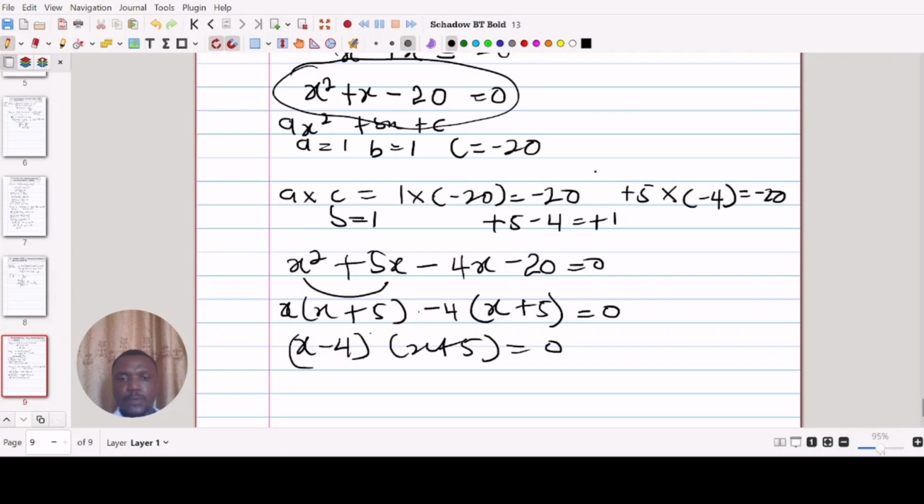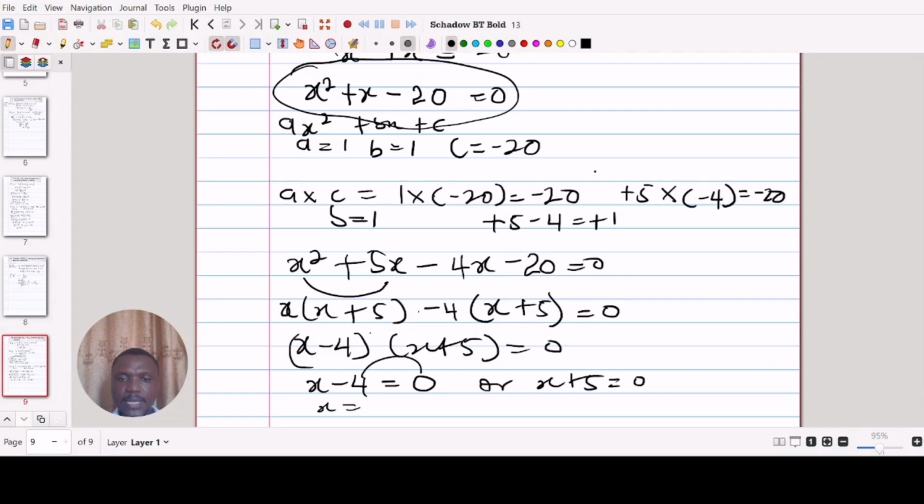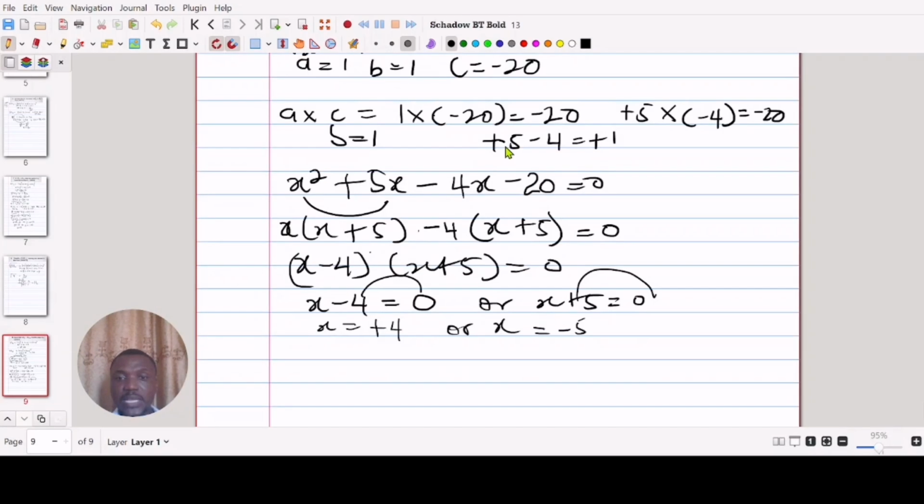So what's the next step? Next step now is that you put each of them to 0. That will be x minus 4 equals 0, or x plus 5 equals 0. So this will be x. You move your 4 to this side and it turns to plus 4, or you have your x, you move this 5 to the other side, it turns to minus 5. And you and I both know that our base can never be a negative value, so our final answer is plus 4. So we have come to the end of today's class.